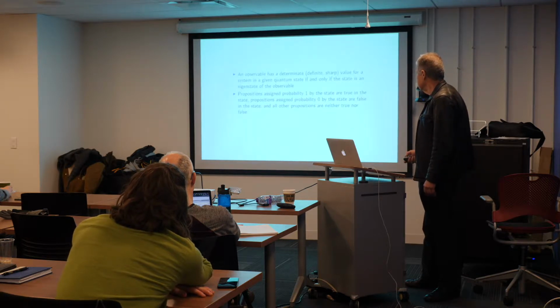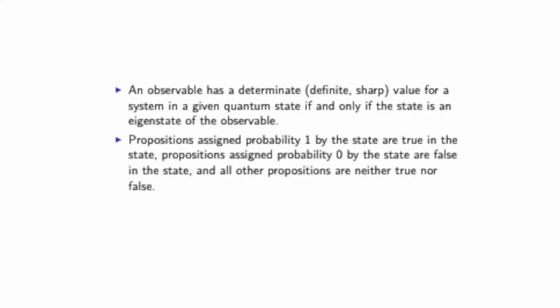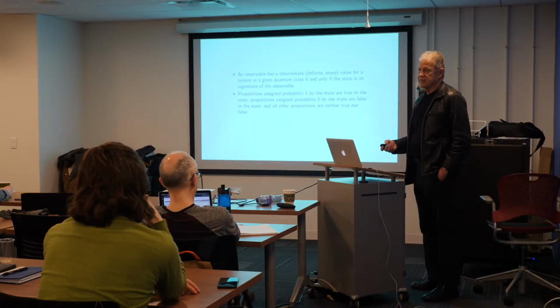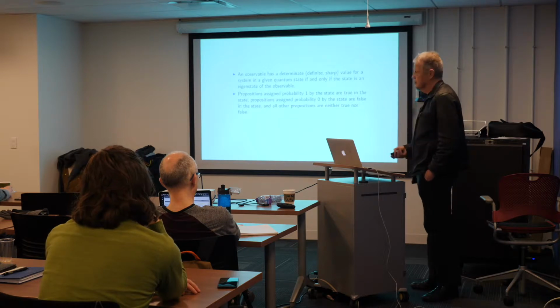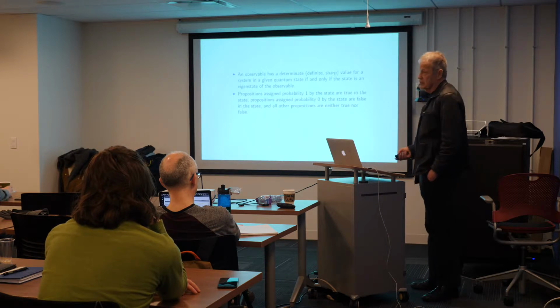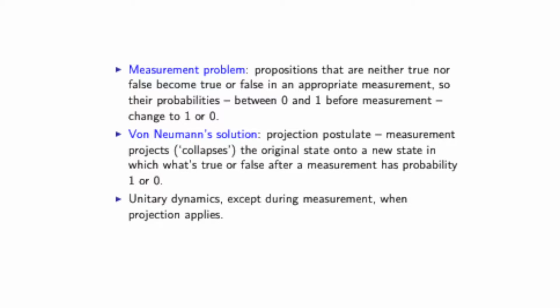Okay, here I just want to repeat this. So what he's saying is an observable has a determinate or definite or sharp value for a system in a given quantum state if and only if the state's an eigenstate, which amounts to saying that propositions assigned probability 1 by the state are true, and propositions assigned probability 0 by the state are false, and all the other propositions are neither true nor false. I'm just going through some standard stuff to set things up.